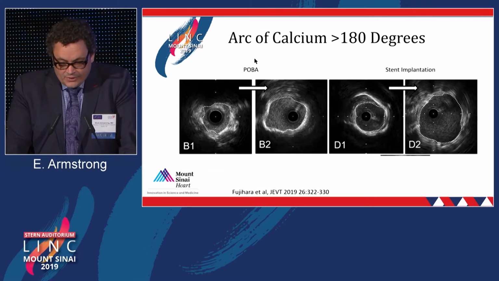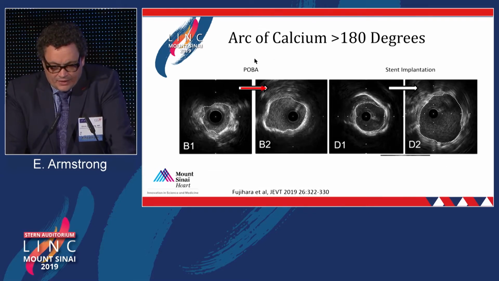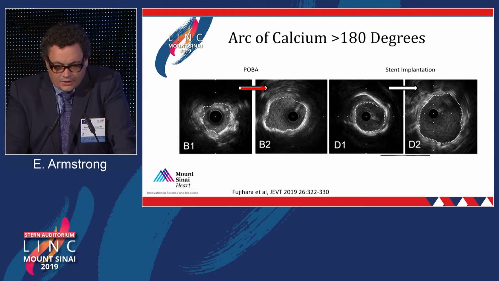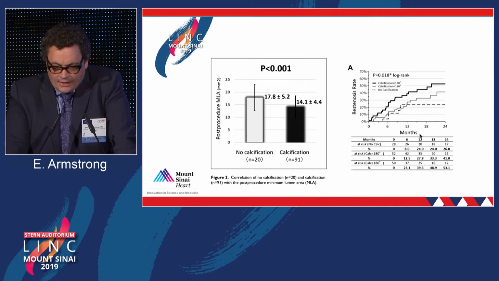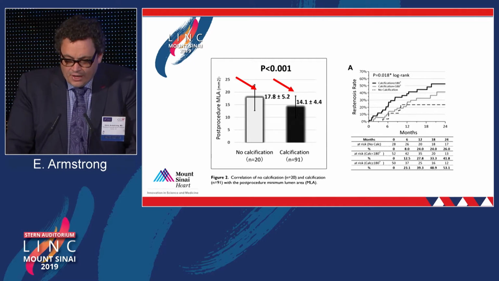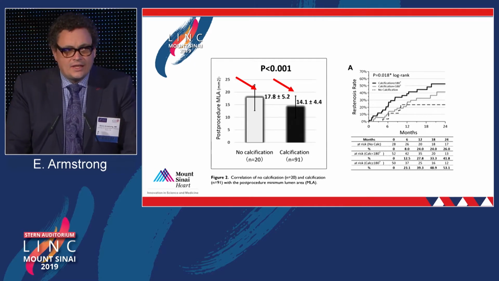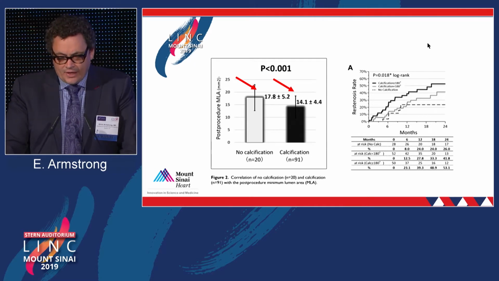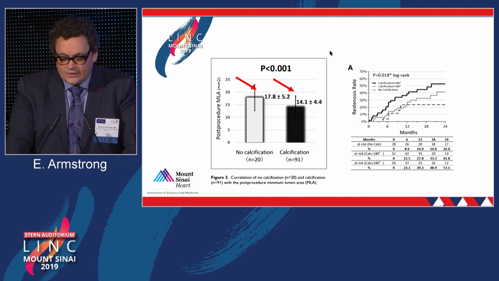These are examples of cases where patients had significant calcification in an arc greater than 180 degrees before and after POBA and before and after stent implantation. Interestingly, the post-procedure minimal lumen area in the setting of no calcification was significantly greater. I think we all recognize that when we have calcified lesions in the SFA, achieving adequate luminal gain is difficult, and this is some IVUS characterization of that.